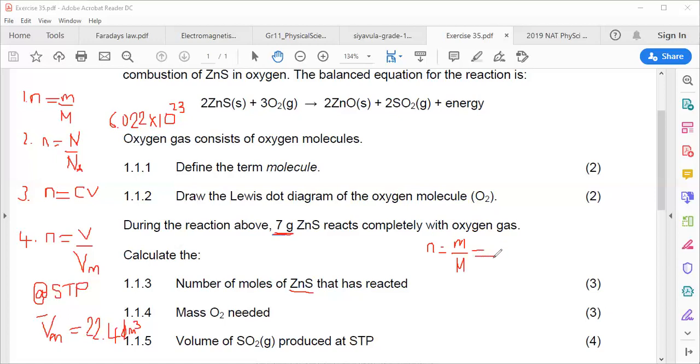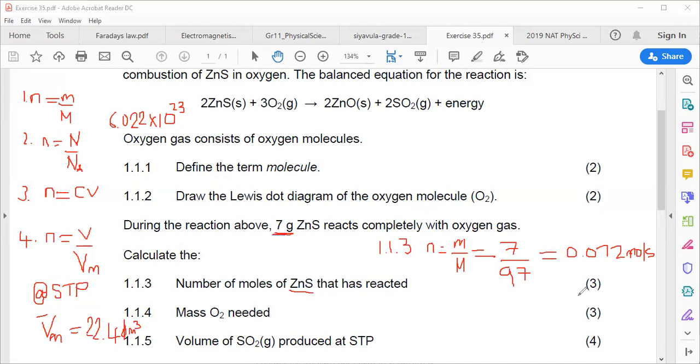Right, we substitute, that's 1.1.3. Right, the mass is 7, divided by the molar mass of zinc sulfide. What is the mass of zinc sulfide? It becomes 97. I think 65 plus 32. Right, then what's your answer? 0.07 moles, 2 decimal places. That number ends at 2, so you have 3 decimal places. So you can write it as 0.072 moles, or just 0.07 if you round it off to 2 decimal places.